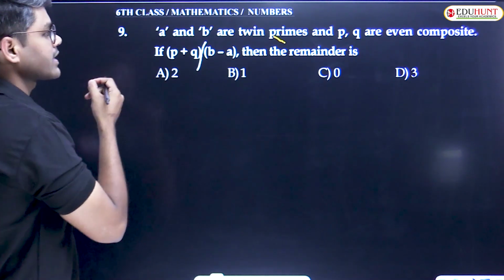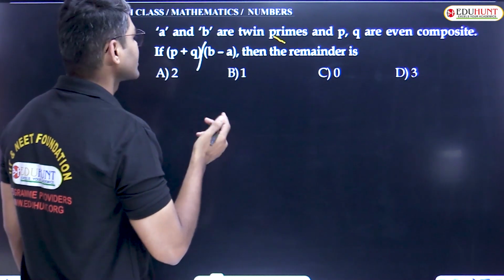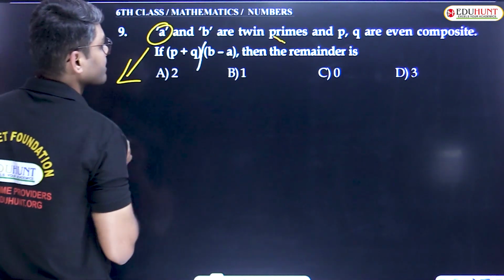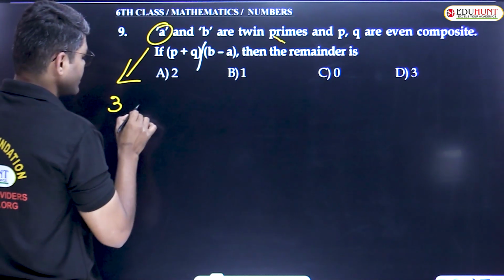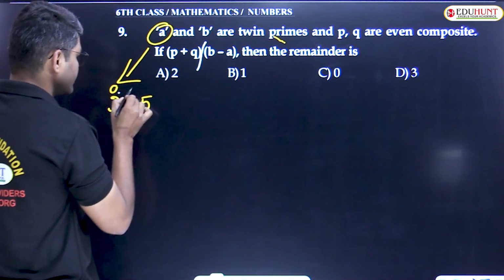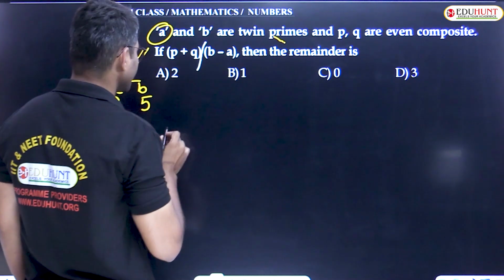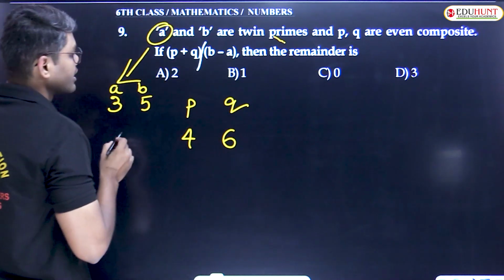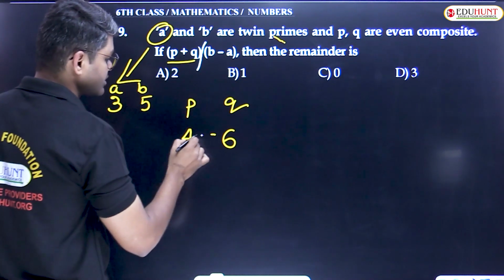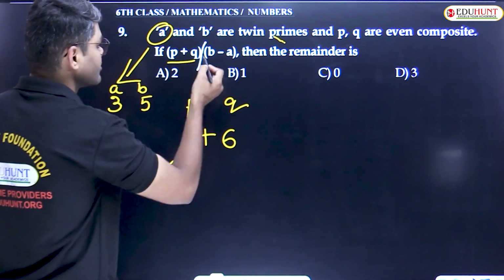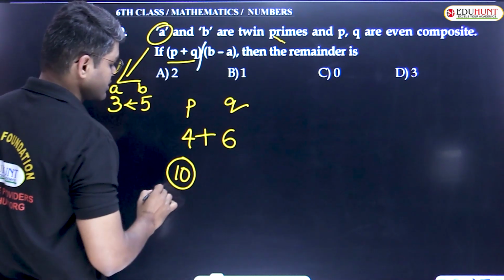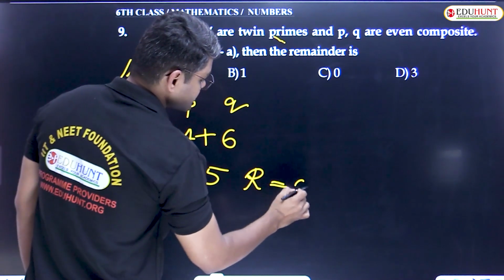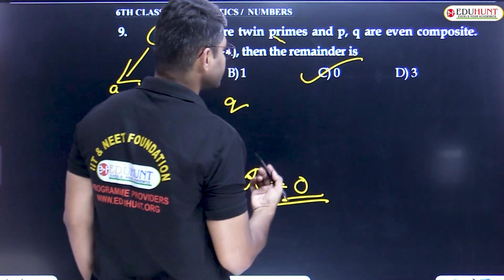A and B are twin primes and P and Q are even composite numbers. Let's take A as 3 and B as 5. Here it is A and here it is B. P and Q are even composite numbers, P, Q: 4, 6. Okay. Now P plus Q. What is P plus Q? It is 10. And B minus A means 2. 2 ones are 2, 2 fives are 10. Now the remainder is 0 here. Okay. The answer for this question is 0.